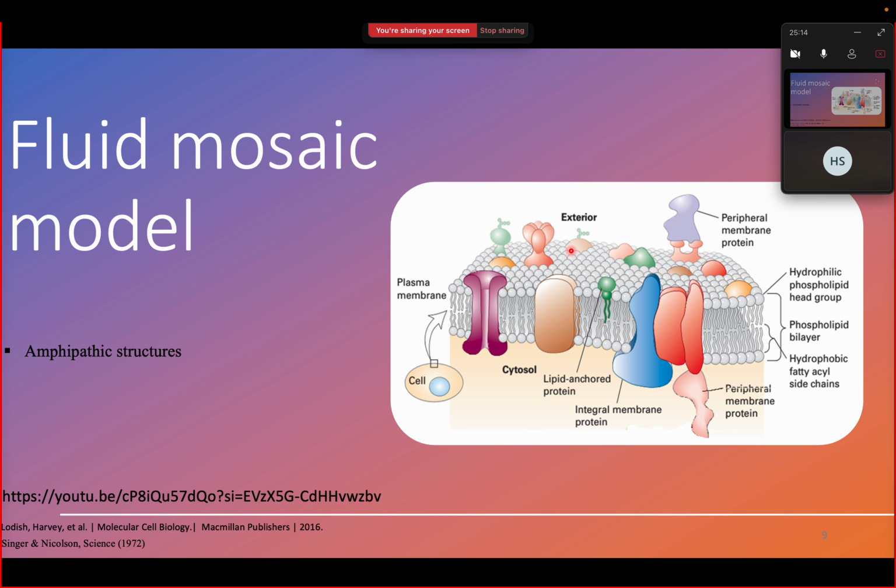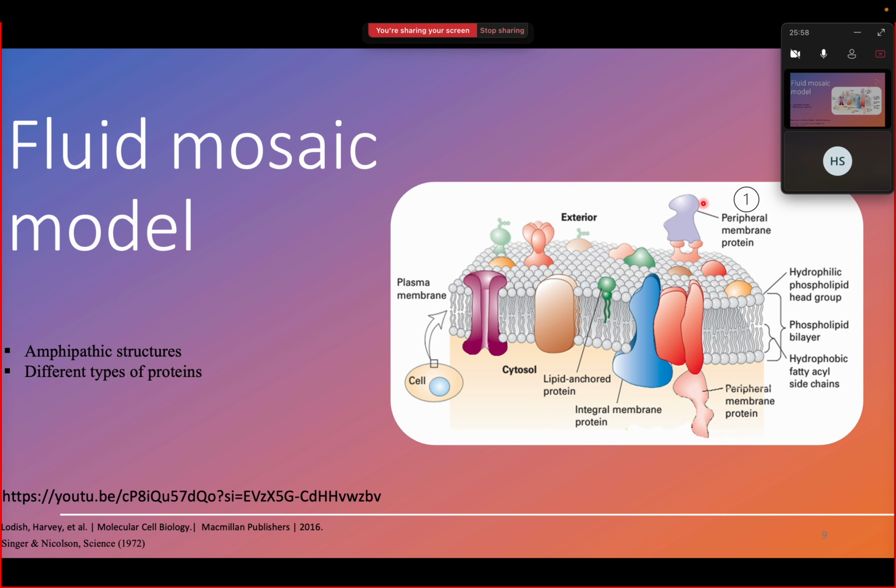The basic property of the fluid mosaic model of a membrane is amphipathic structures. As I have mentioned, amphipathic means having both hydrophilic and hydrophobic parts, and hence our lipid bilayer is of amphipathic nature, right? And different types of protein are present in the membrane. For example, one type of protein associated with the membrane is called peripheral membrane proteins. Peripheral membrane proteins are the ones which are only associated with one leaflet of a membrane, right? They are not inside the membrane, but they are associated at the surface of a membrane. So these are called peripheral membrane proteins.